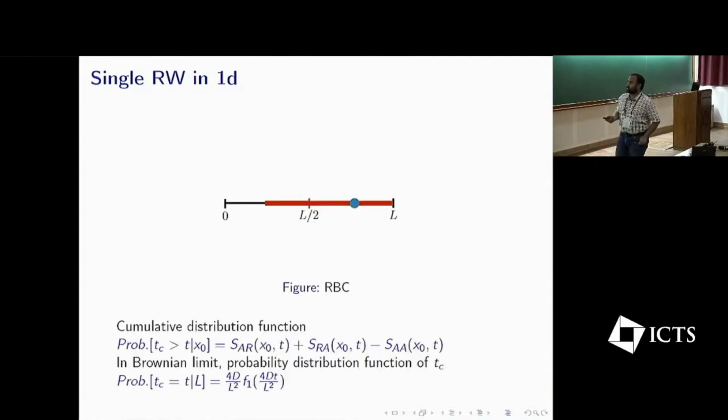So here is the cumulative distribution function, which is a combination of three survival probabilities, where this says that when L is unhit, this is for 0 unhit, and this is for both unhit, which will be a negative term. So in the Brownian limit, this probability distribution function basically depends on 4Dt by L squared.